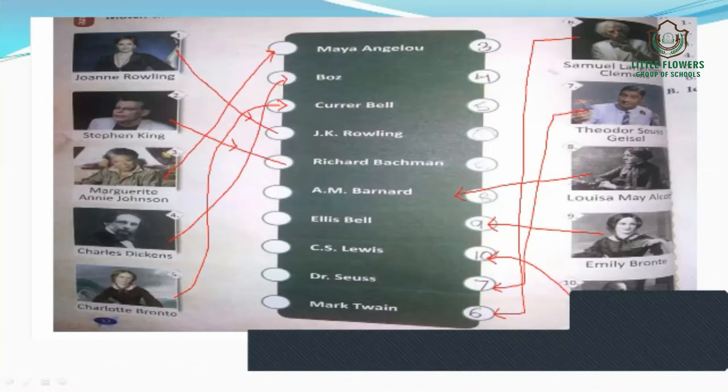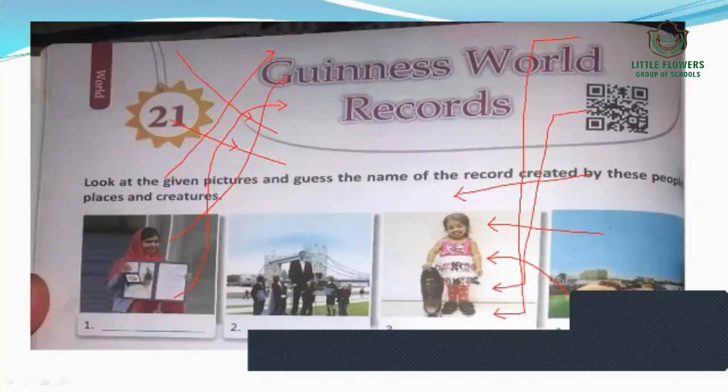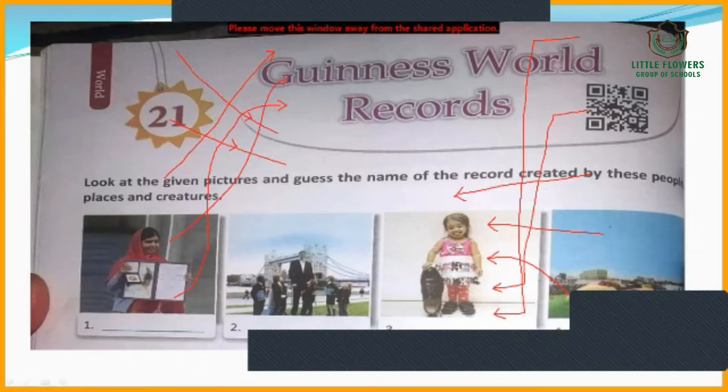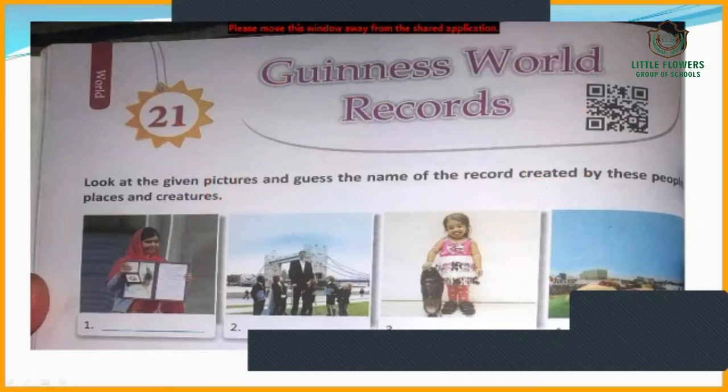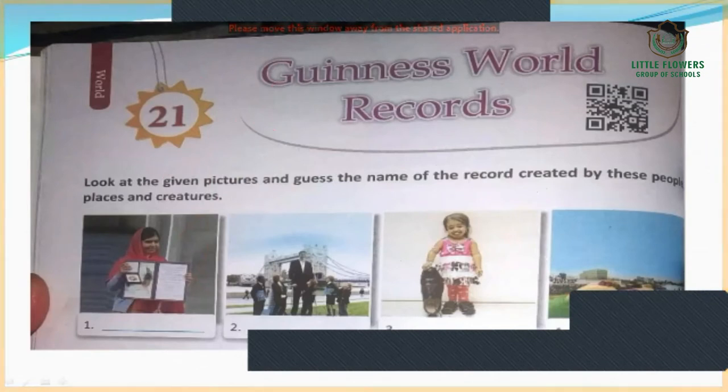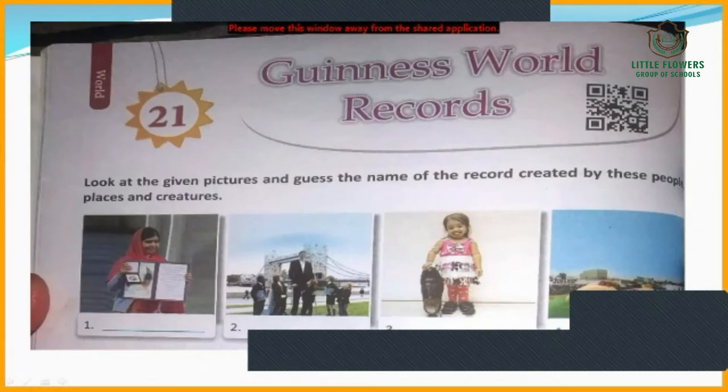Let's move towards our next part, that is the next chapter, chapter 21, Guinness World Record. In this chapter, what we have to do, look at the given pictures and guess the name of the record created by these people, places and creatures. So we have to observe the images given here, and we have to find out whose images these are. So let's start. The first one is the world's youngest Nobel Prize winner.